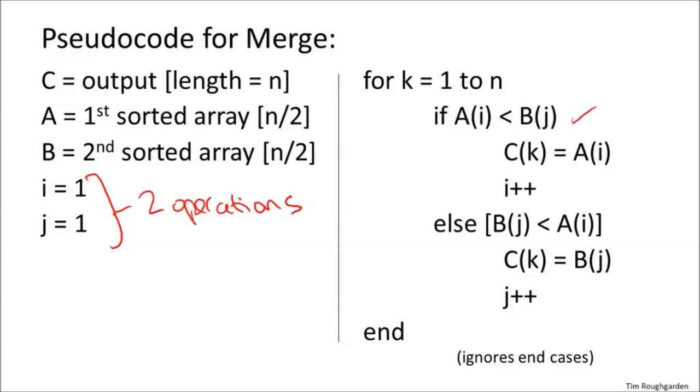We have a comparison. So we compare A(i) to B(j). And either way the comparison comes up, we then do two more operations. We do an assignment here or here, and then we do an increment of the relevant variable, either here or here. So that's going to be 3 operations per iteration. And then maybe I'll also say that in order to increment k, we're going to call it a 4th operation. Okay, so for each of these n iterations of the for loop, we're going to do 4 operations. All right. So putting it all together, what do we have as the running time for merge?